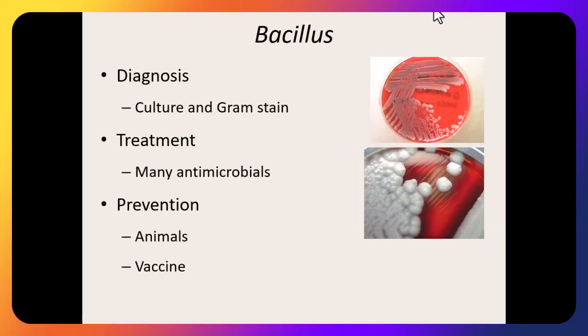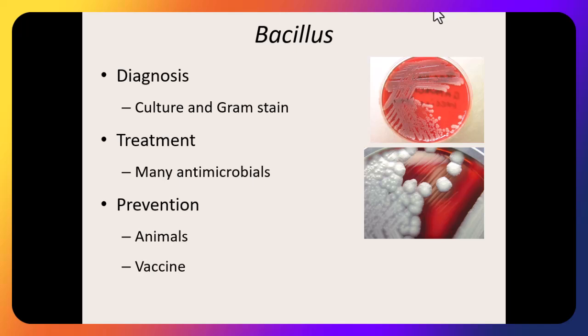Now, diagnosing it, we can culture it and gram stain it, as with anything in the Bacillus genus. They do have really big colonies. So we can see these really big white colonies. Treatment, we do have lots of antibiotics that can kill it. So it's super treatable if you know you've been exposed. Again, the sooner you can treat, the better, before the toxin starts to destroy tissue. And although we can kill the bacteria, the toxin's still there doing its damage.